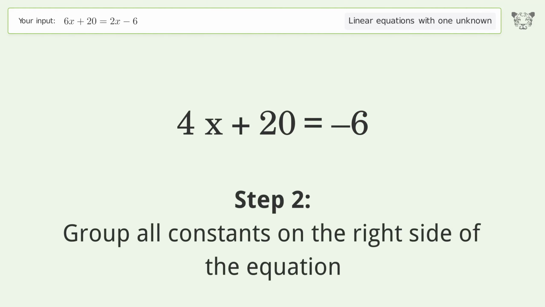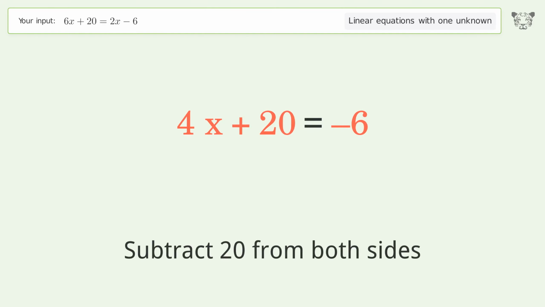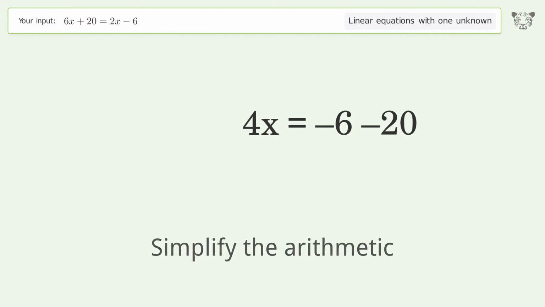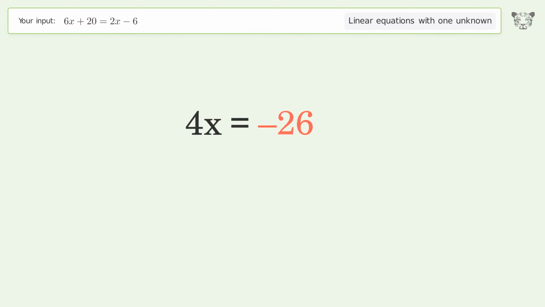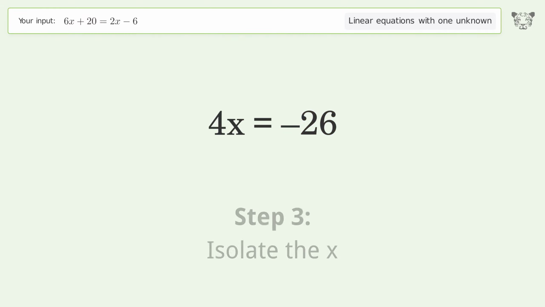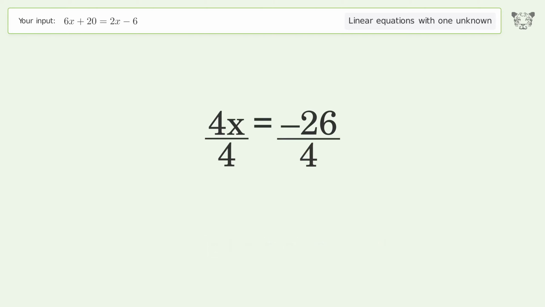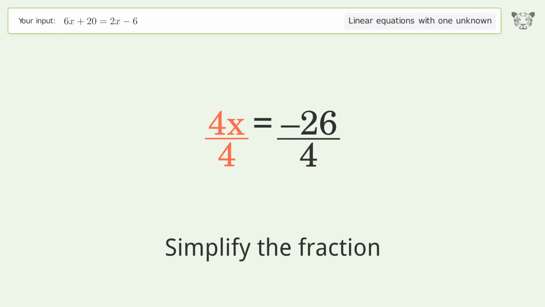Group all constants on the right side of the equation. Subtract 20 from both sides. Simplify the arithmetic. Isolate the x. Divide both sides by 4. Simplify the fraction.